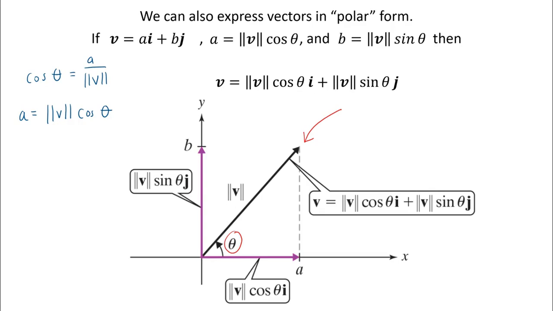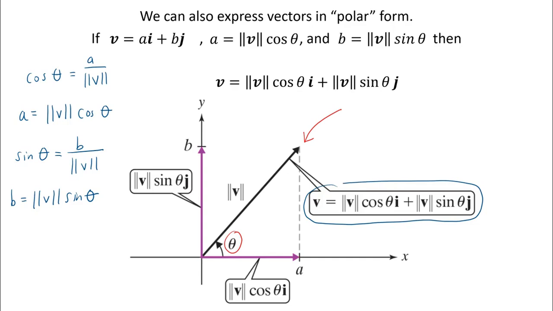Now what about the variable b? Well, we know that sine of theta is equal to b over magnitude of v. That means that b is equal to magnitude of v times the sine of theta. So the second step in writing this in polar form is to substitute for b magnitude of v times sine of theta. And when we do that, we will see that a vector, when written in polar form, looks like this.